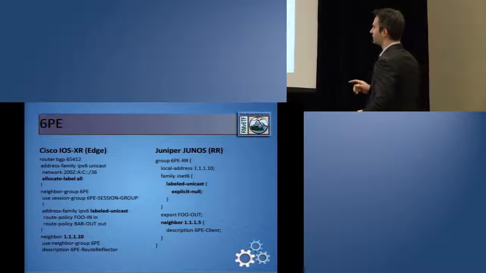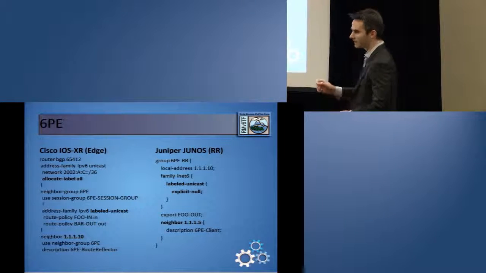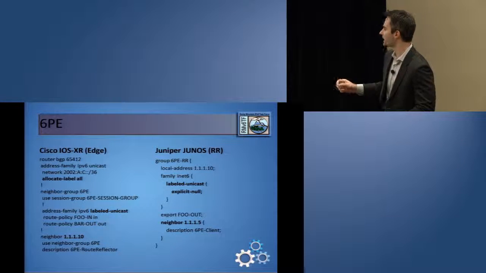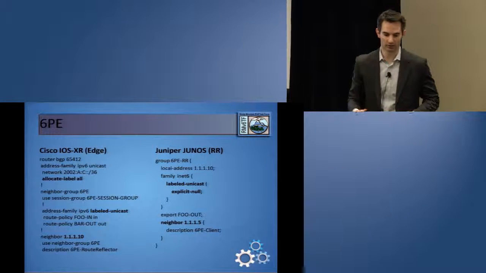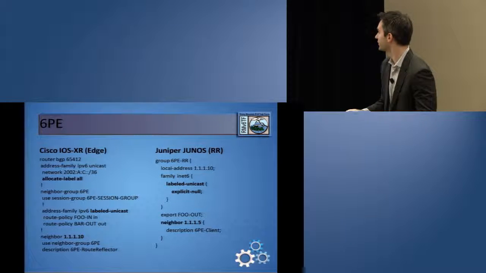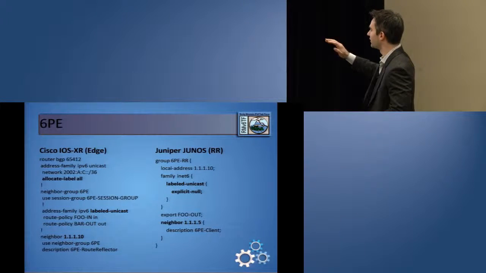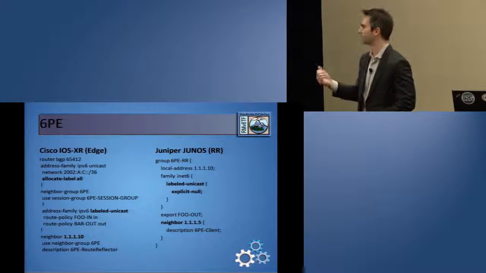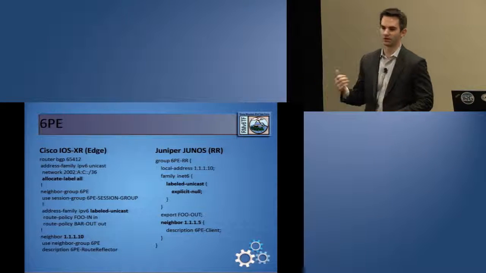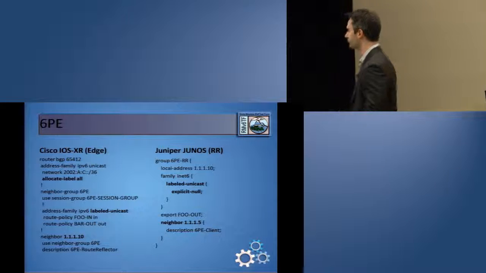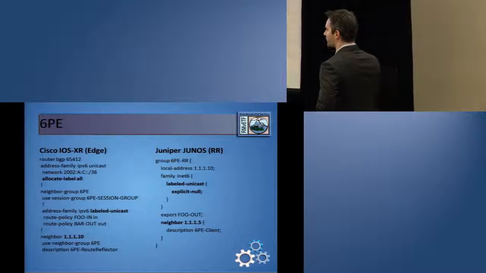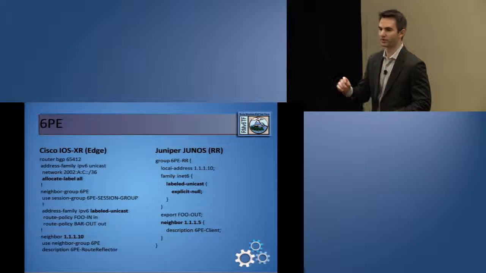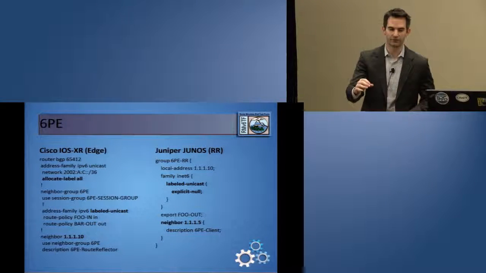Also, instead of using address family IPv6 unicast, now you're using labeled-unicast as a keyword. And that, again, is what tells the router, okay, I'm going to use my v4 information to go across. When you specify labeled-unicast, that is 6PE. I haven't seen any other cases where you configure labeled-unicast, but you're not doing 6PE. And also, note that the neighbor is still an IPv4 address. You're peering with an IPv4 route reflector.